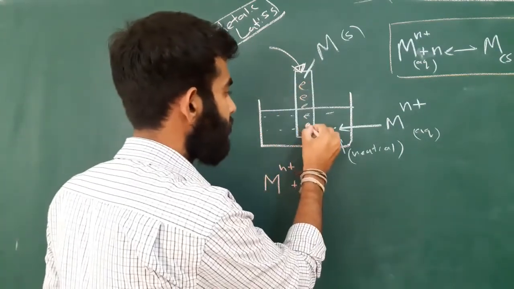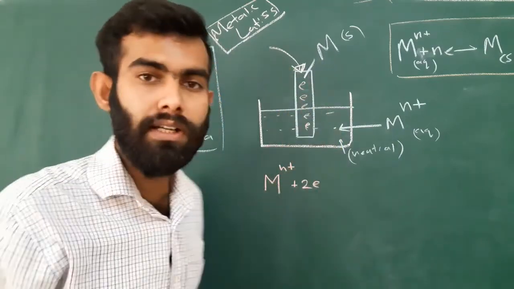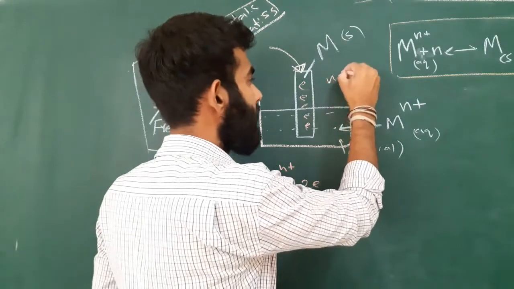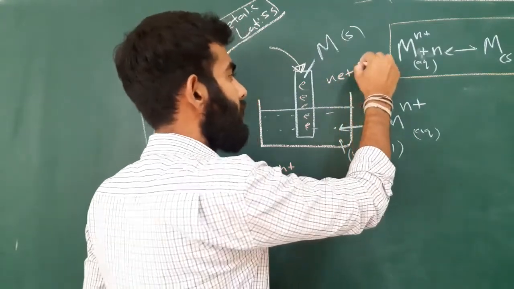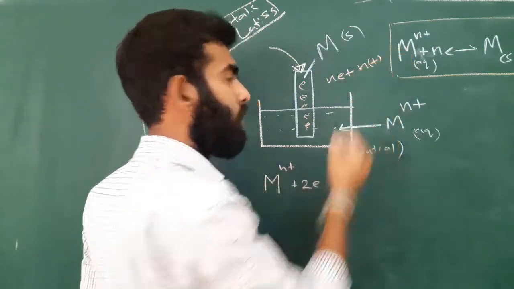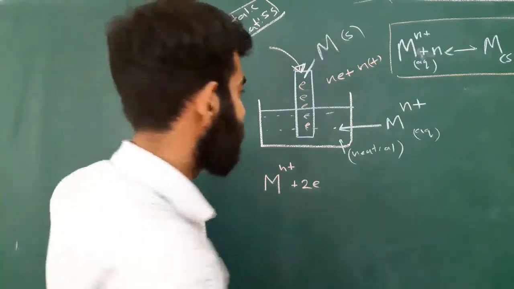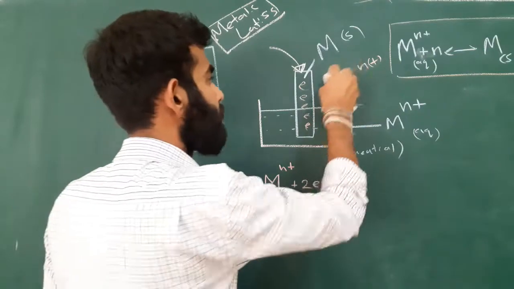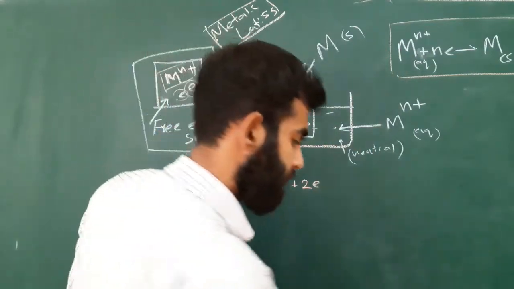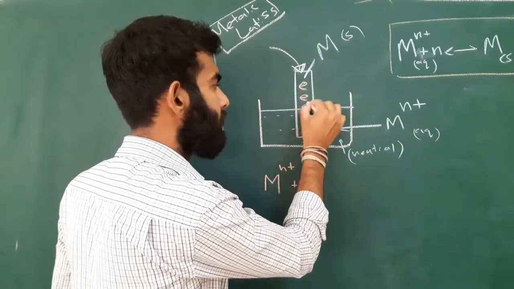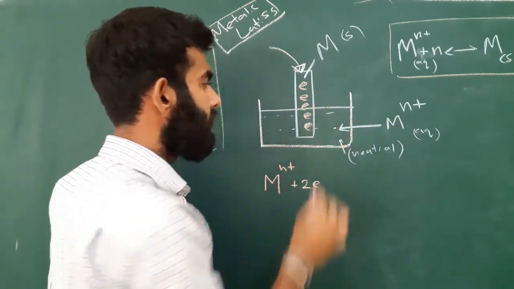If the metal rod contains n number of electrons, it has n number of positive charges also. We know that. That's the definition of a metallic lattice. So this metal rod is neutral initially. However, this metal rod contains free electrons.